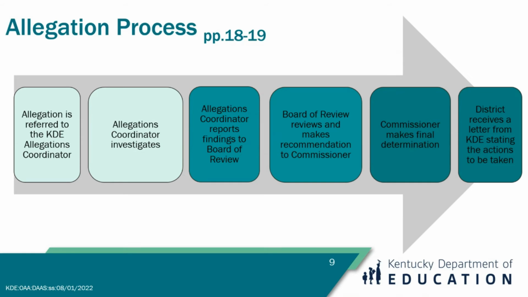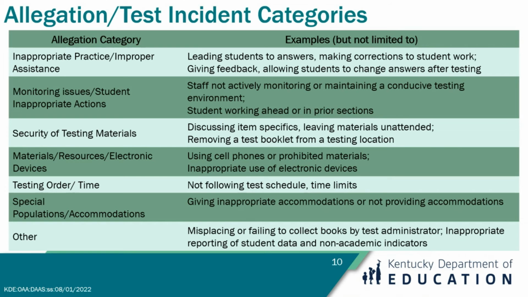Allegations reported to BACs should be relayed to KDE through the District Assessment Coordinator. DACs, in return, will submit the information online. Investigation results go to the Board of Review, who sends their recommendation to the Commissioner of Education, who will make the final determination. The district will receive a letter from KDE stating the actions to be taken. These are the broad allegation categories or issue codes used for filing an allegation. Notice that examples correspond to the information we have covered in the Administration Code training.